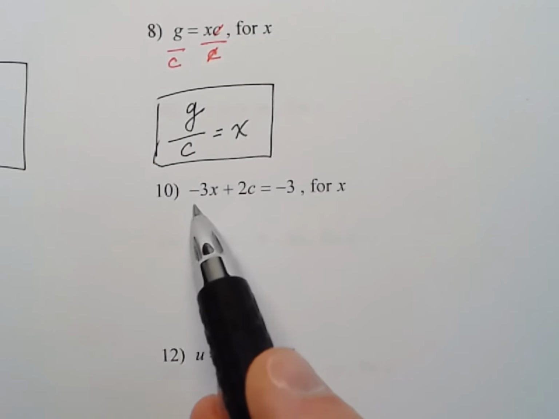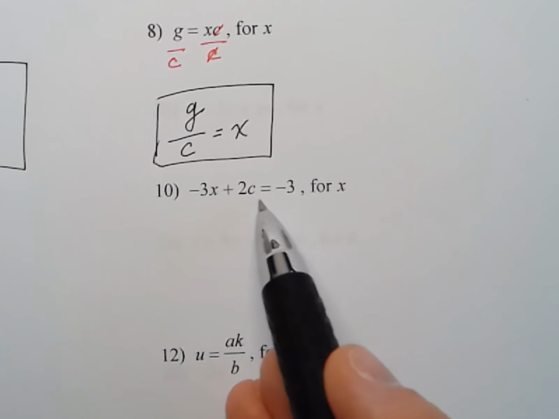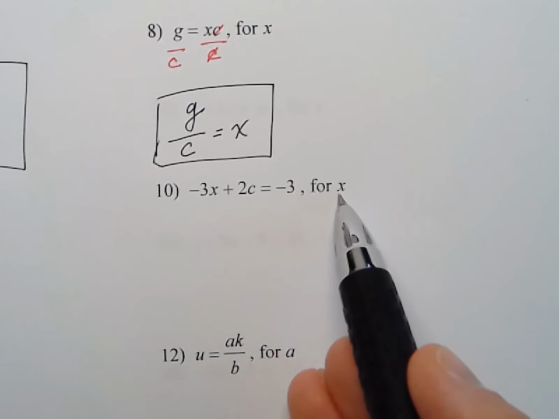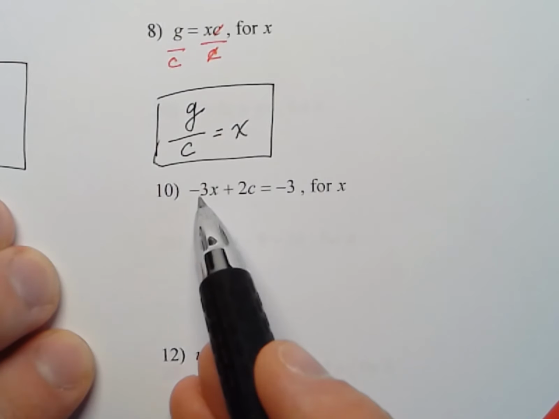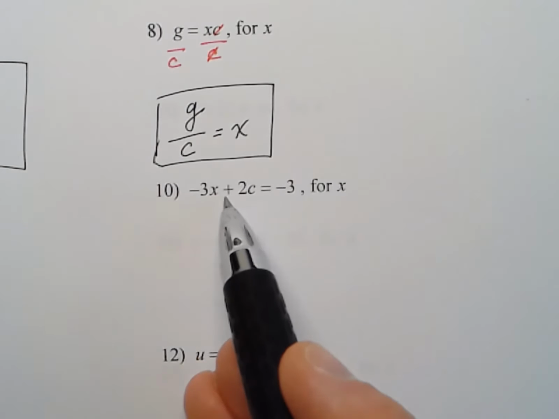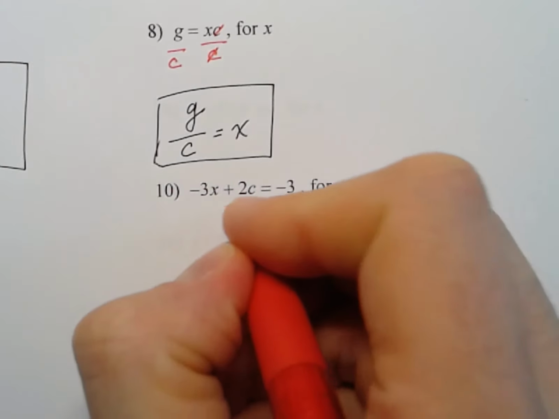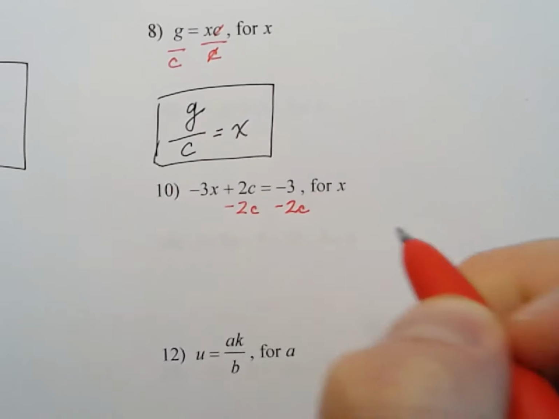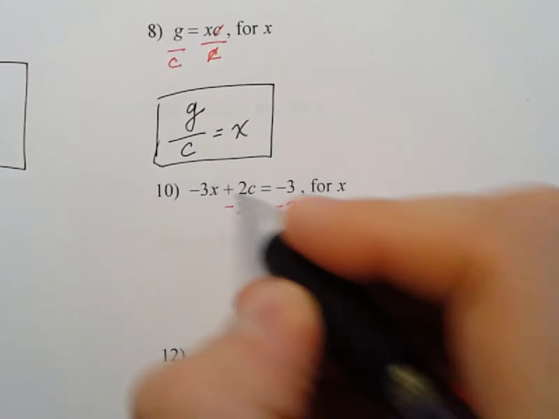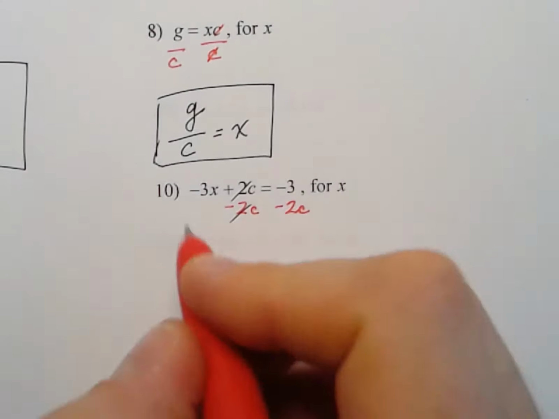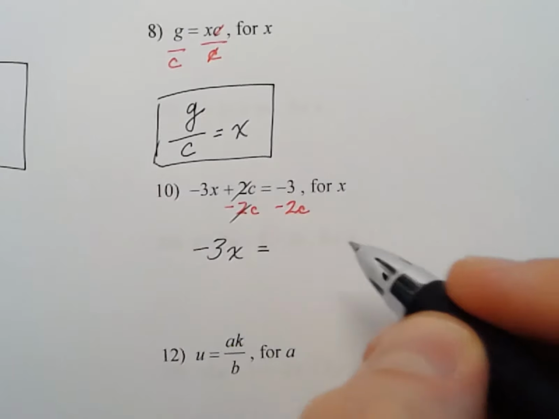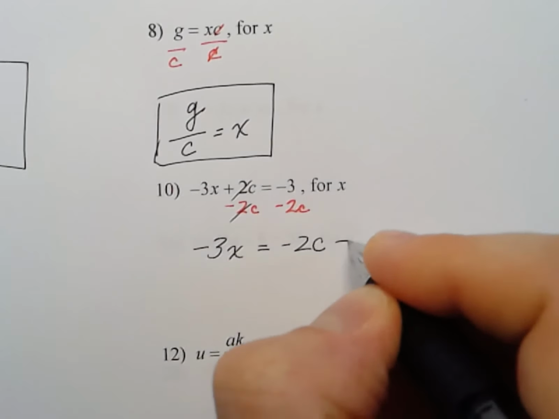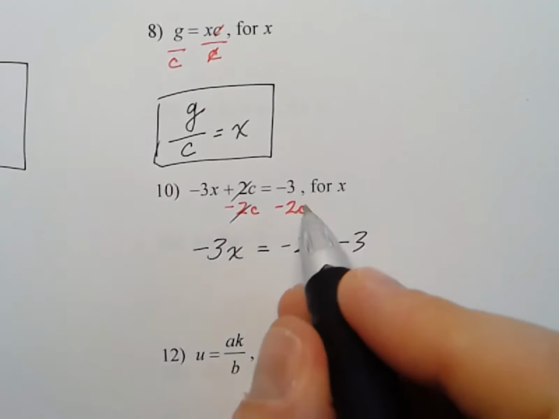What about negative 3x plus 2c equals negative 3? We're solving for x. So x is being multiplied by negative 3 and then added by 2c. So we're going to subtract 2c on both sides, right? And so now these cancel. And so I'm just left with negative 3x equals, okay, negative 2c minus 3. It doesn't matter which order you write this in. I just tend to write the variables first usually.